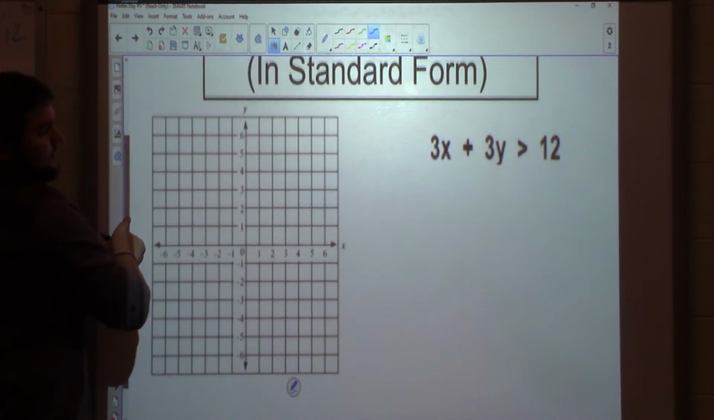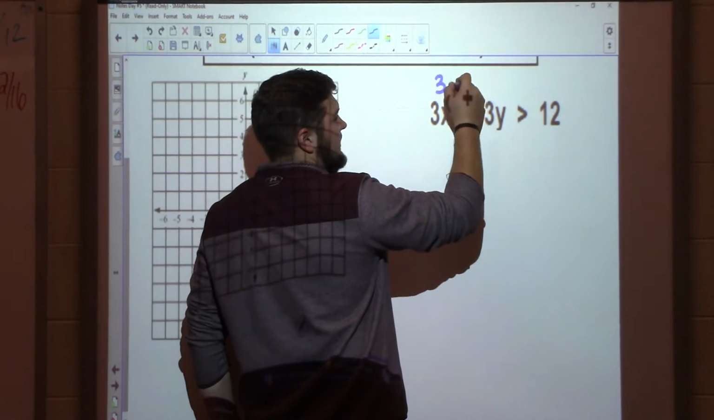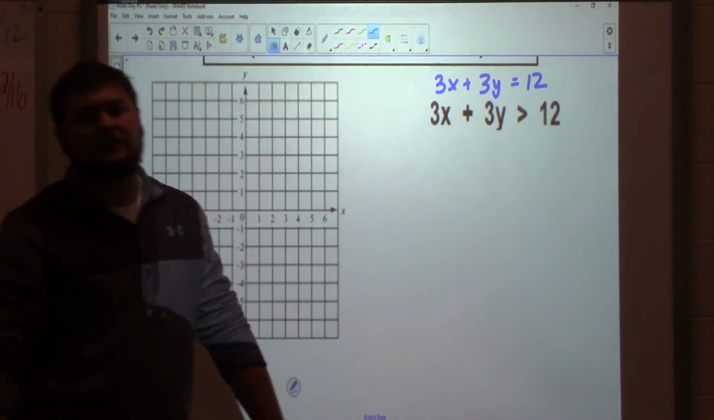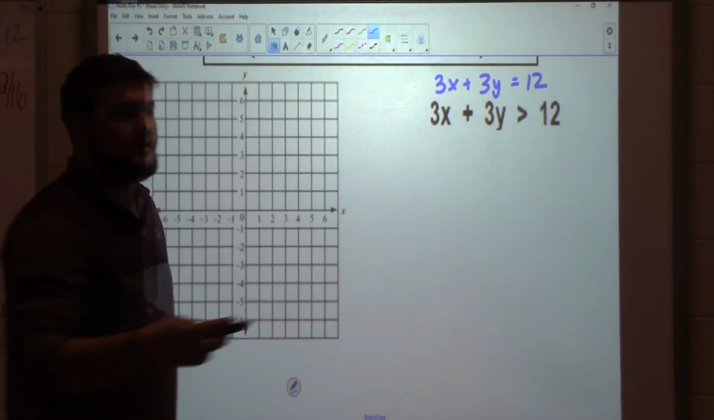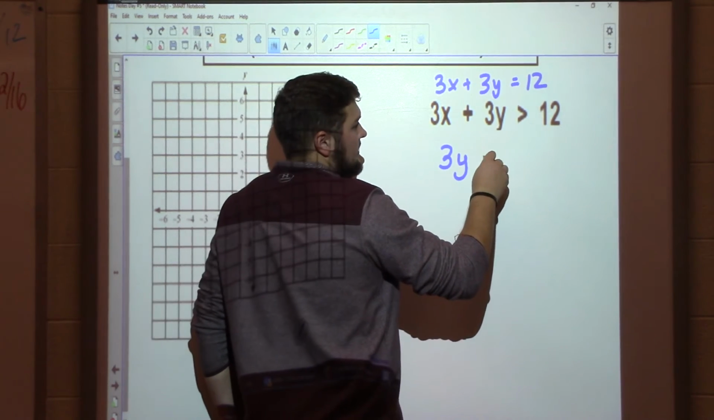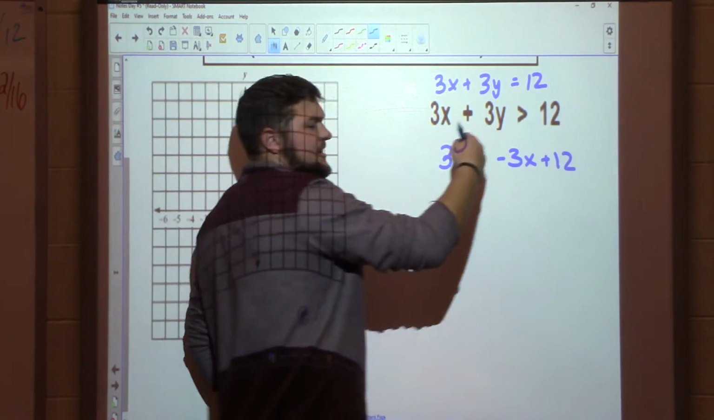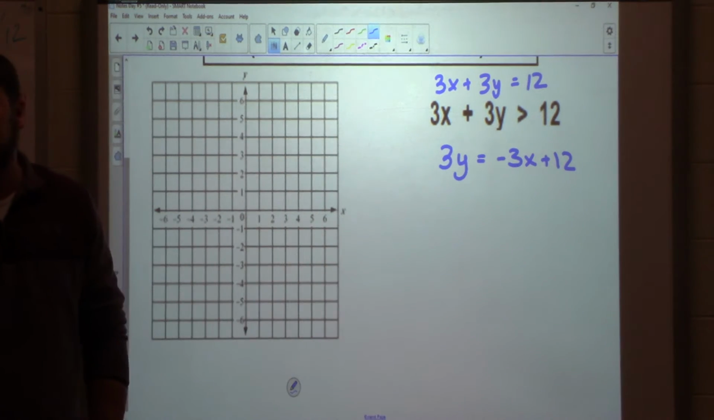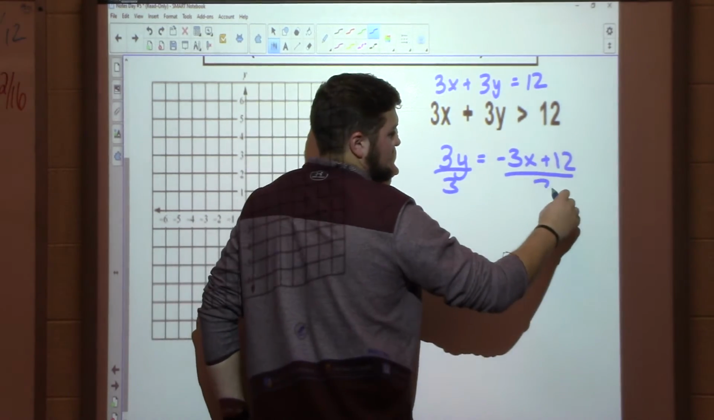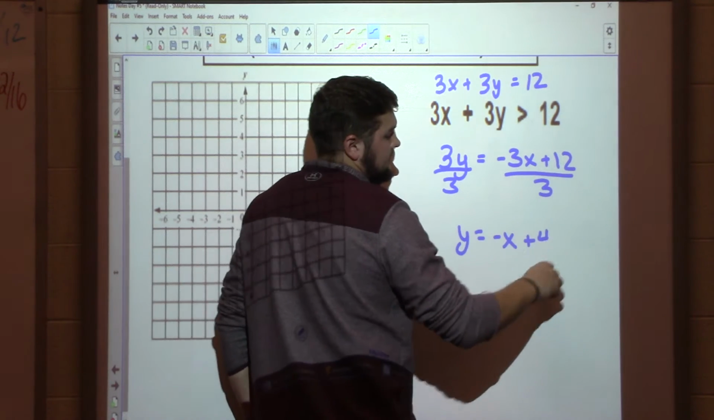In standard form, 3x plus 3y equals 12, right? Think of it like that. Okay, let's solve for y, because I know most of you like to do that. So I'm going to subtract 3x from both sides. I get 3y equals negative 3x plus 12, right? I'm thinking of it as an equation, so I can actually graph it. Divide by 3. y equals negative x plus 4.